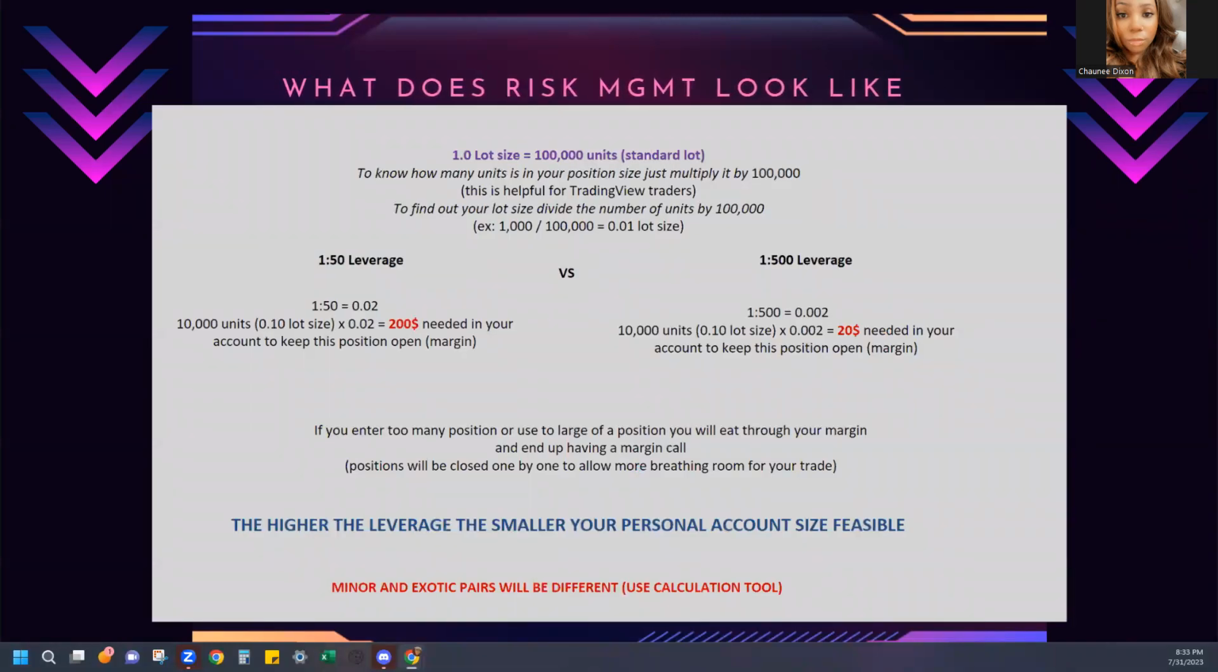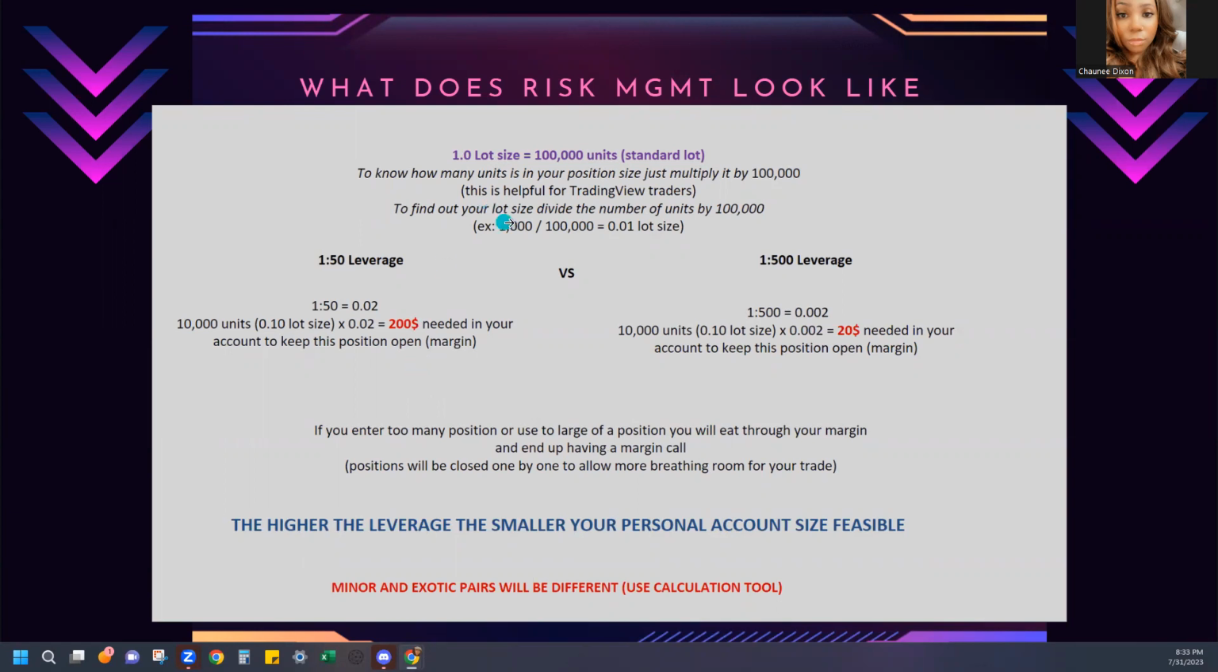Okay, so in Forex, a standard lot size, which is 1, is equivalent to 100,000 units. Now, if you're trading on MetaTrader, you may not need that information, but if you're on TradingView, you do need to know your units. So if you keep that basic formula in mind, 1 lot size is equivalent to 100,000 units, then you can typically convert when you're trading on TradingView, if that's what you choose to do. But if you're just on MetaTrader and you're trading Forex, 1 lot size, and we can go into the math for knowing how to get a smaller lot size.